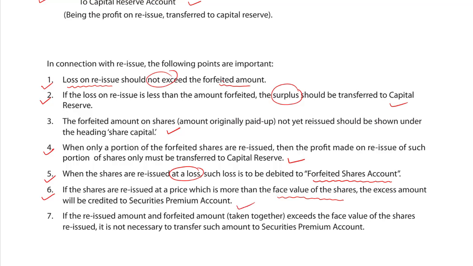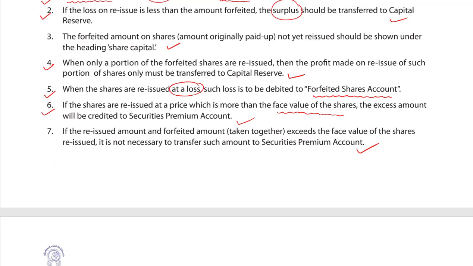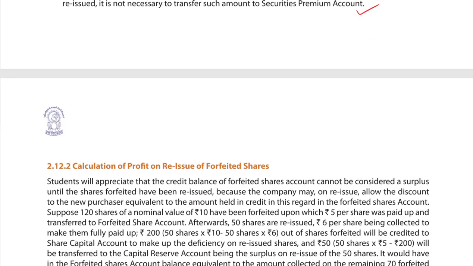Do it once more. If the shares are reissued at a price which is more than the face value of the share, the excess amount will be credited to securities premium account. If the reissued amount and forfeited amount together exceeds the face value of the share reissued, it is not necessary to transfer such amount to securities premium account. I believe you understood till here. Let us continue.